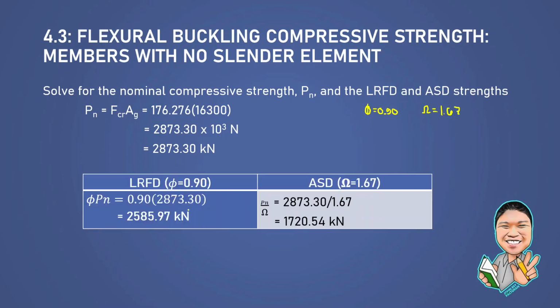Ito na siya. So, 0.9 ng 2,873.30. So, ang ating LRFD strength is 2,585.97. Meanwhile, ang ating ASD strength is 2,873.30 divided by 1.67. That is 1,720.54 kilonewton. So, yun lang naman ang sagot natin dyan.